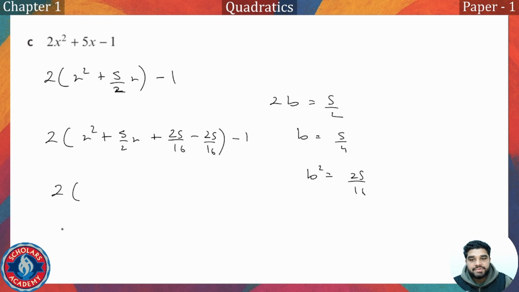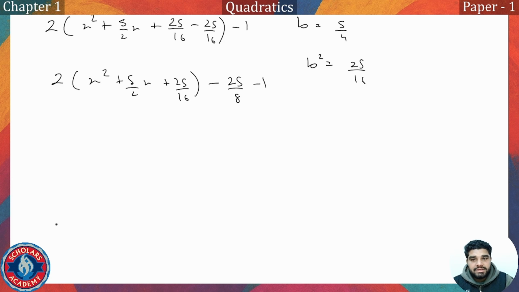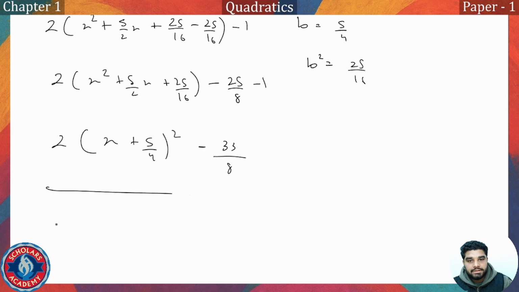So we have 2 times x square plus 5 by 2x plus 25 by 16. We'll take the negative 25 by 16 outside, and we get negative 25 by 8 minus 1, right? Now let's complete the whole square. We get 2 times x plus 5 by 4 whole square and minus, we take LCM over here, negative 25, negative 8, we get negative 33 by 8. That's all. This is our answer.